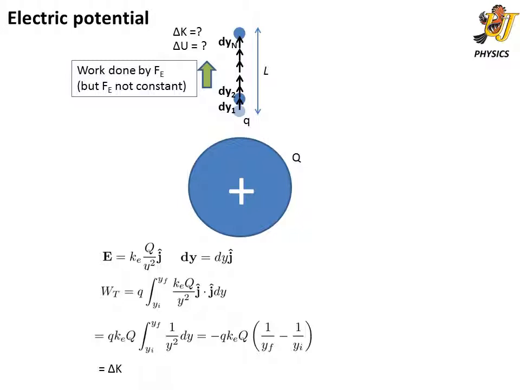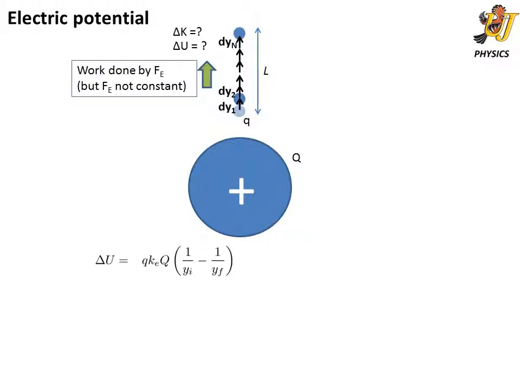From the work-energy theorem, we know that the total work that is being done is equal to the change in kinetic energy of the test charge, and this is equal to the negative of the change in potential energy of the system. Therefore, the change in potential energy of the system is given by this expression, which depends on the test charge, the source charge, and two points in space.